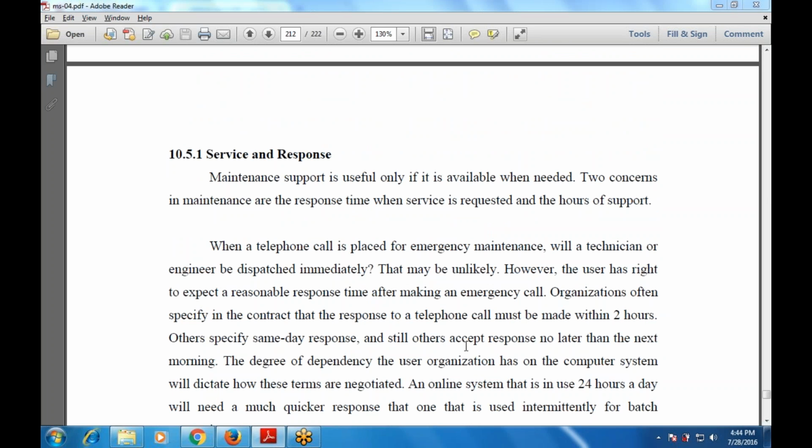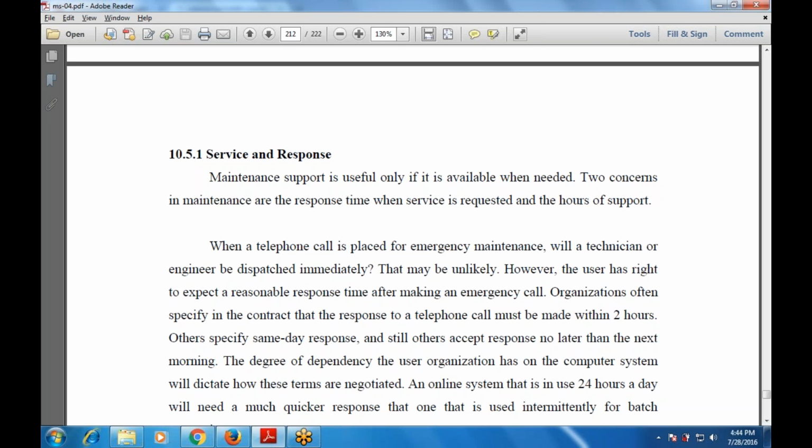So now let's see what are the various maintenance services and responses that are available for the maintenance part. When we talk about maintenance, that means any maintenance required after the implementation of the system. In the same way, if there's any service required for the maintenance and there is any response, that is a feedback given by the system analyst or by the end user, that is a response. So maintenance support is useful only if it is available when it is needed.